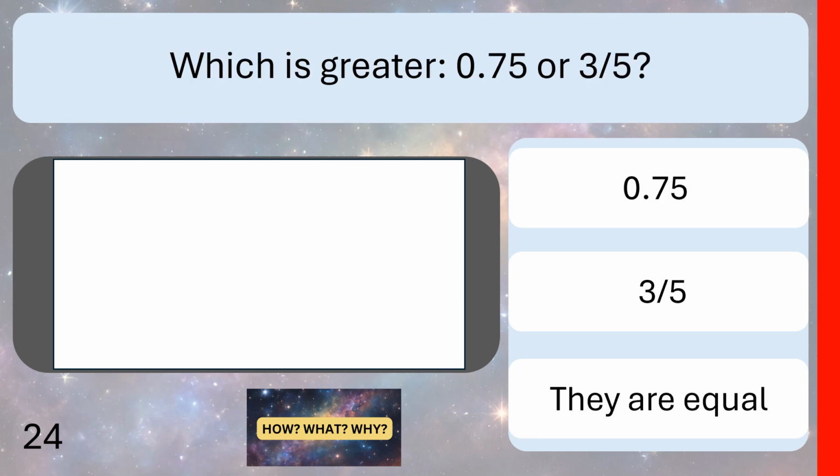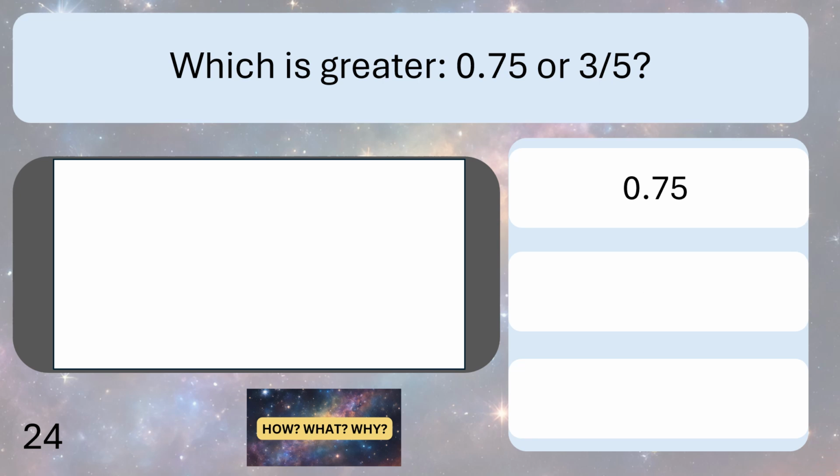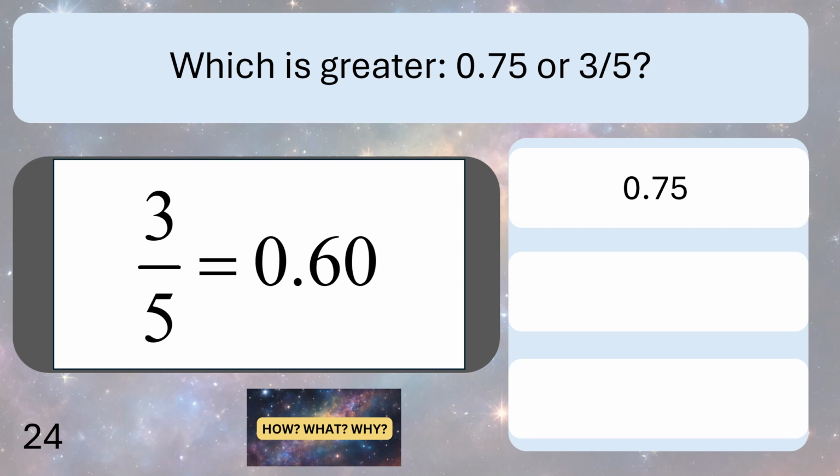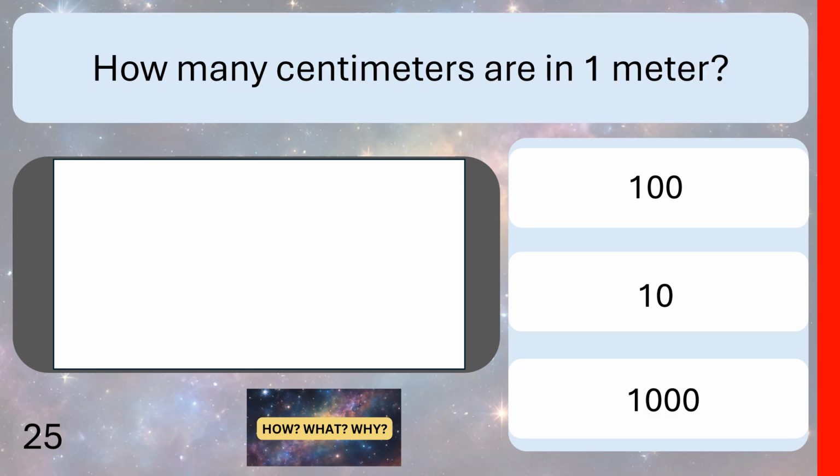Which is greater, 0.75 or 3/5? 0.75, 3/5, or they are equal. Which one is greater? 0.75, because of course the fraction 3/5 is equal to the decimal 0.60. And 0.75 is bigger than 0.60.